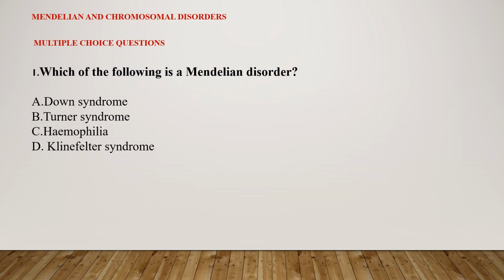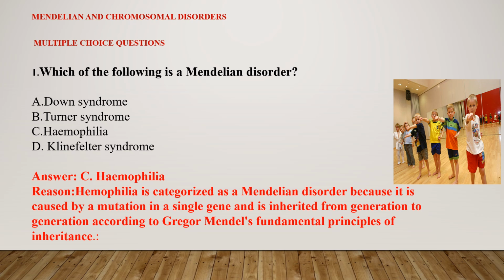Now that we have seen Mendelian and chromosomal disorders, let us see the MCQs. Which of the following is the Mendelian disorder? Down syndrome, Turner syndrome, hemophilia, or Klinefelter syndrome. The answer is C, that is hemophilia. Hemophilia is categorized as a Mendelian disorder because it is caused by a mutation in a single gene and is inherited from generation to generation according to Gregor Mendel's fundamental principles of inheritance.